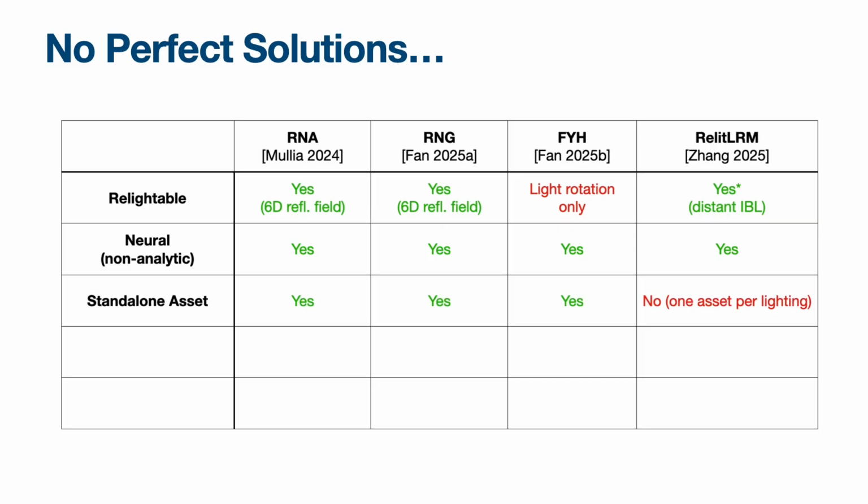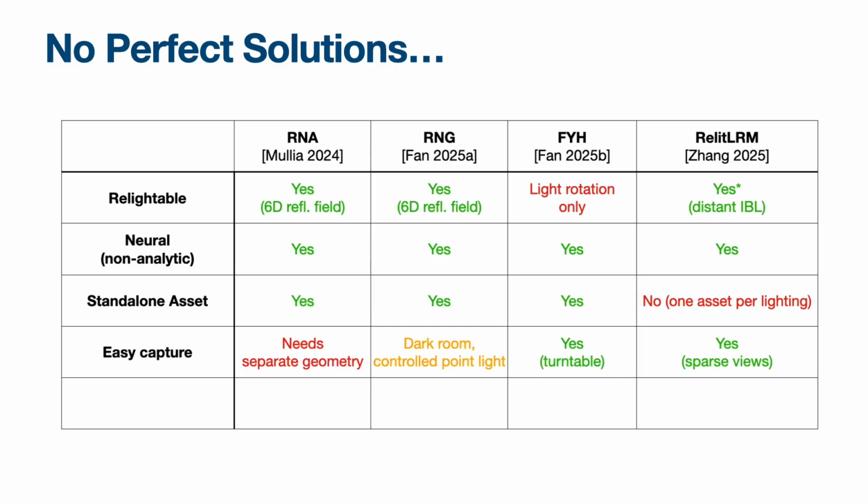Most of them produce a standalone asset, but the LRM method actually doesn't, because every new lighting needs a new evaluation of the feed-forward model. So you only get one asset per lighting. You can get a new lighting, but you have to rerun the inference. We would love easy capture, but for some methods it's easier than others. Sparse views are easy, turntable is easy, but darkroom is hard, and so on. And we would like the quality to be high everywhere.